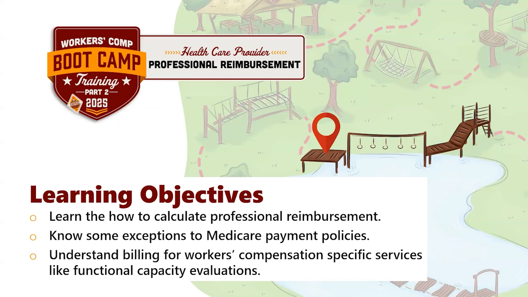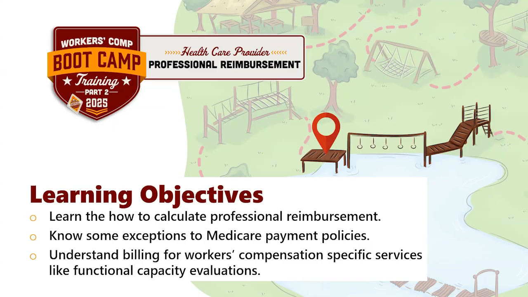Your learning objective today is to learn how to calculate professional reimbursement. Professional reimbursement is not an ambulatory surgery center bill. It's not a hospital bill. It is from the professional, the healthcare practitioner themselves. That is professional reimbursement. That's what we're going over today in this video.